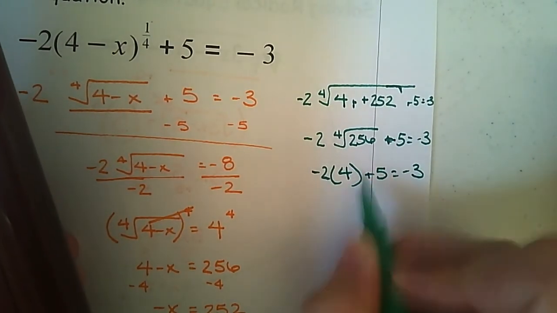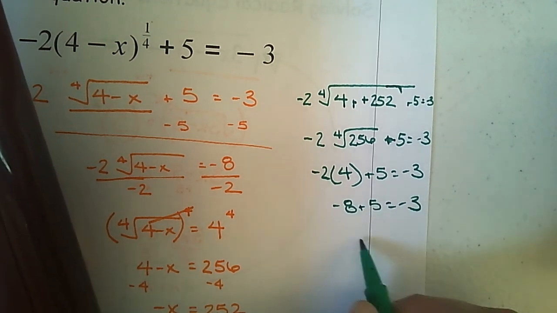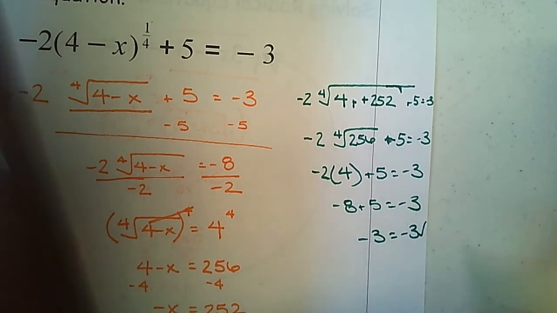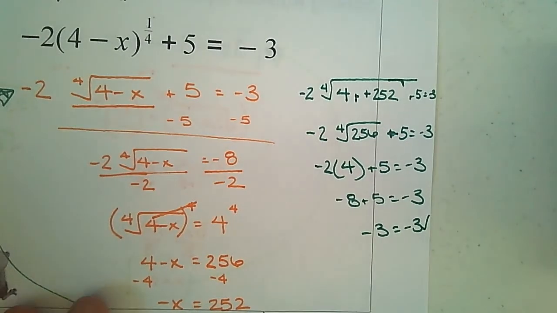So -2 times 4 gives us -8, plus 5 gives us -3. So -252 does work.